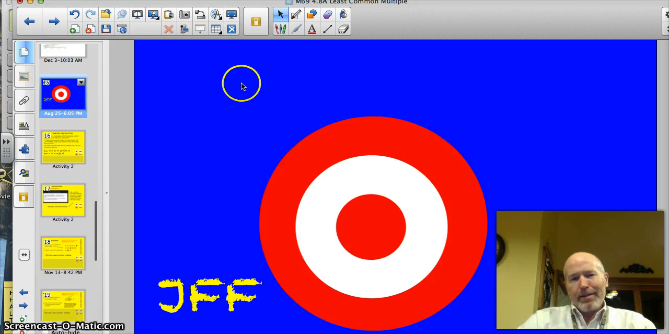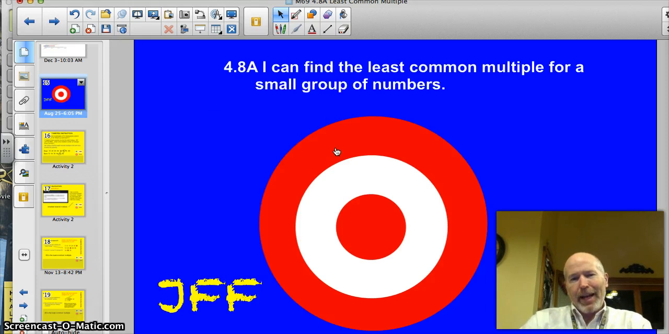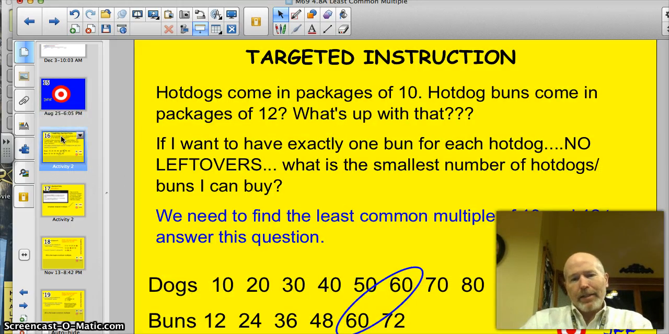Here we go. Tonight, officially, the target is 4.8a. I can find the least common multiple for a small group of numbers. Let's do this thing. All right.